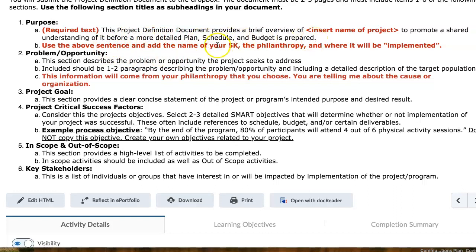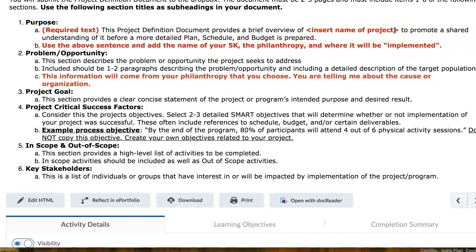In the previous video, we discussed that you would be coming up with a 5K, the philanthropy of your choice, and where it will be implemented in the city of Memphis. So you will make sure that you use the above sentence and add the name of your 5K, the philanthropy, and where it will be implemented. So you can use this right here.